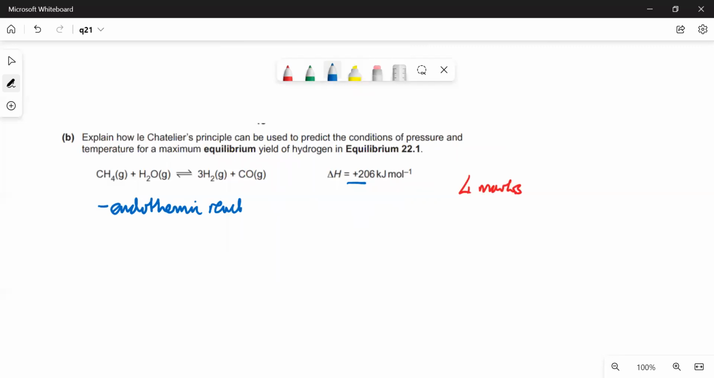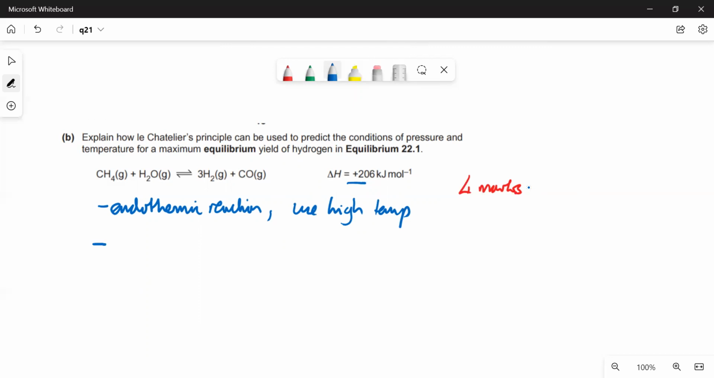So how can you make that go forward? Well, you will increase the temperature, use high temperature. If you use high temperature, it will try and lower the temperature. How does it do that? How will it try and oppose that? By moving in the endothermic direction.